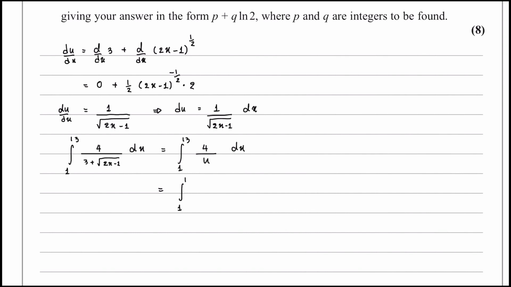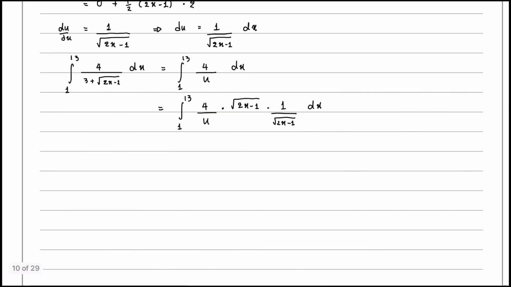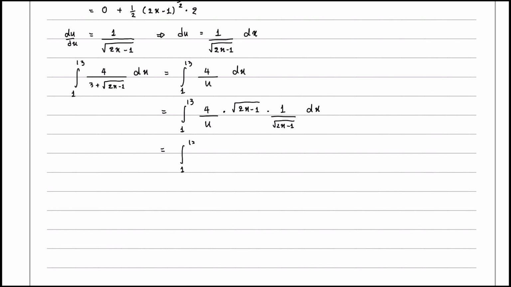So we write everything down here, and you multiply by square root of 2x minus 1 and multiply by 1 over square root of 2x minus 1 dx, which the whole thing is just 1. So we didn't change anything. And then the integral from 1 to 13 of 4 over u times square root of 2x minus 1, and this term becomes du.